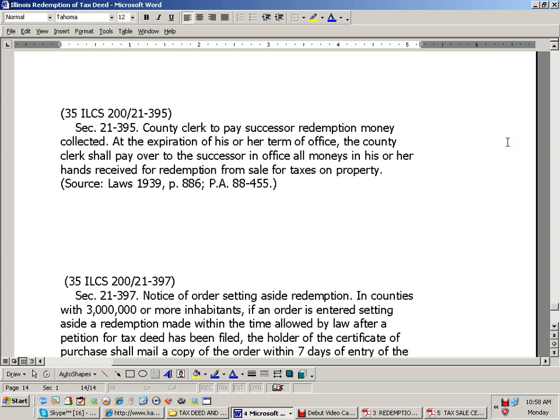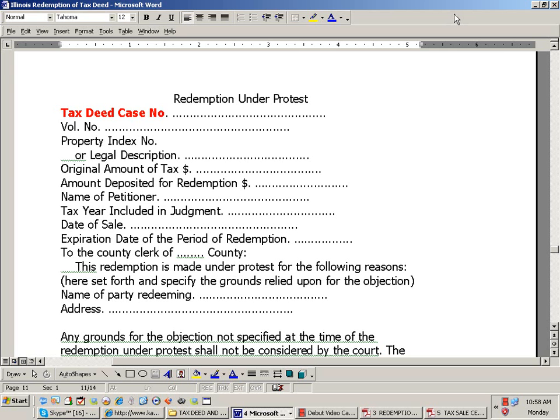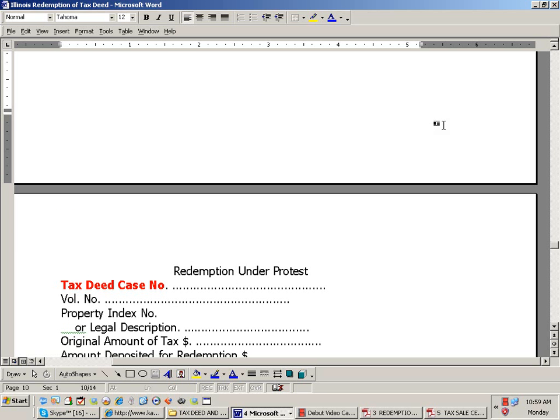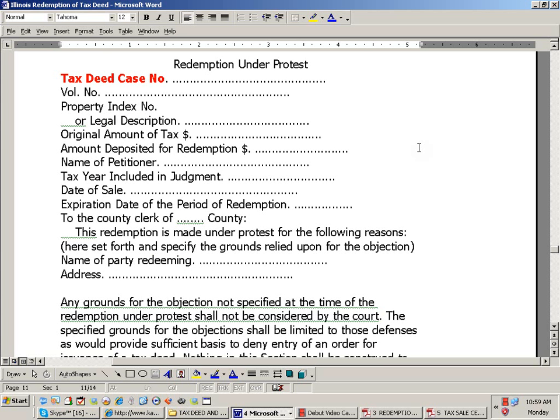Okay. Did you find 21-380? Yes. Redemption under protest. Found it? Yeah. Right. All I'm saying is you might have to do this because they put a lis pendens in, and it sounds like the lis pendens is putting in a petition for the tax deed. Right? Okay. So since that's already been done, you may have to do redemption under protest.